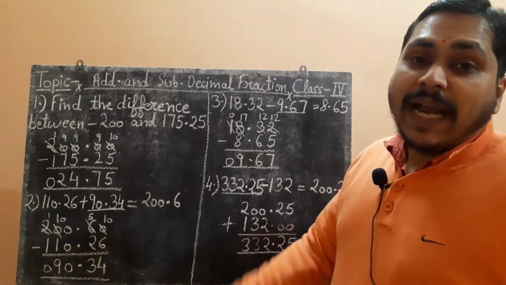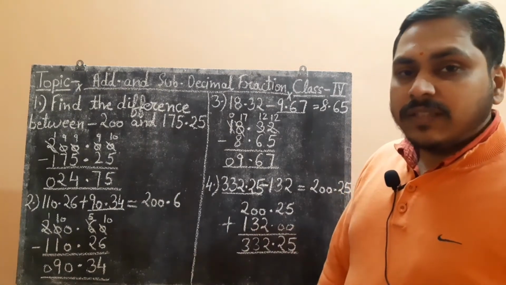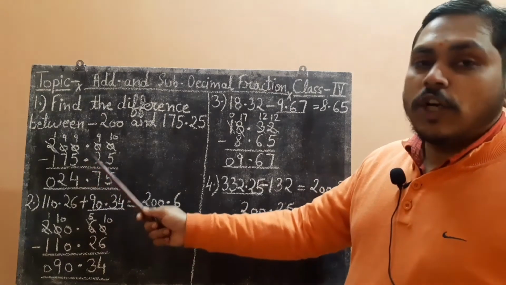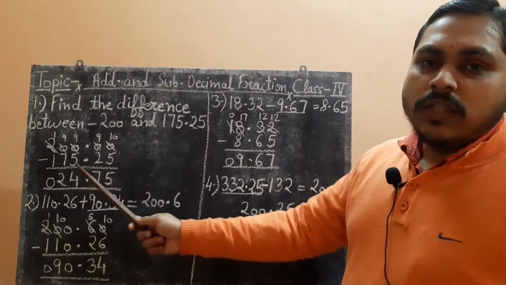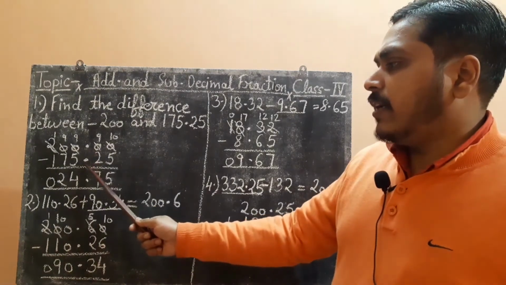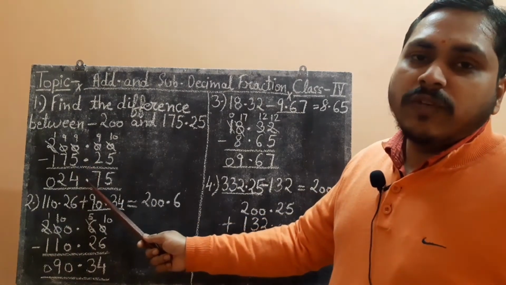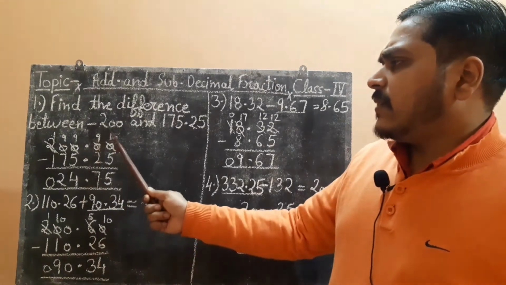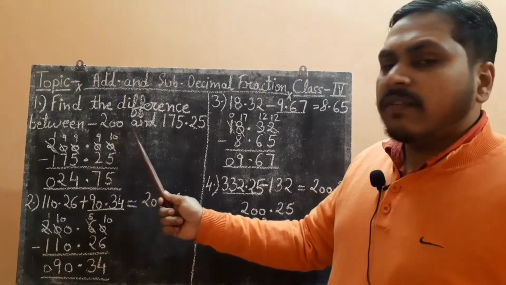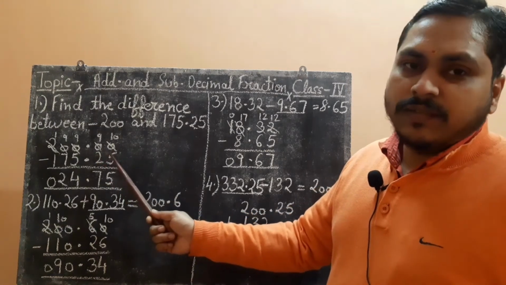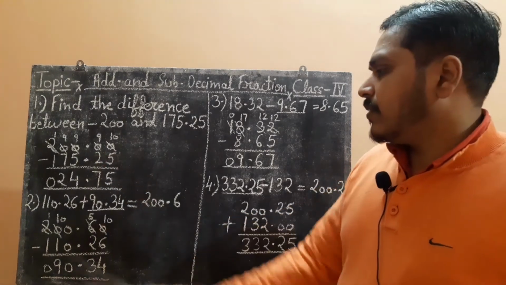So whenever you are adding and subtracting a decimal fraction, just keep in mind that the decimal place should not be changed or shifted here and there. It should be placed one under the other. Then only you will get the correct answer. Now as this 200 has no decimal value, we have placed a decimal point and two zeros here. Just keep in mind.